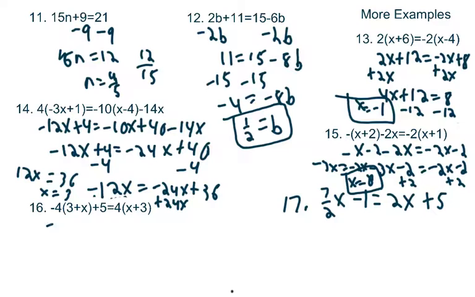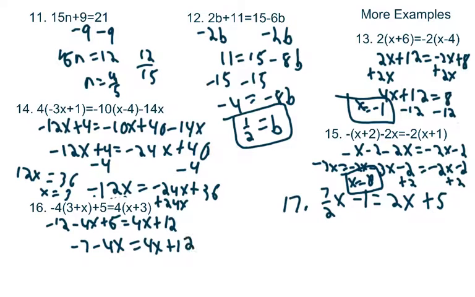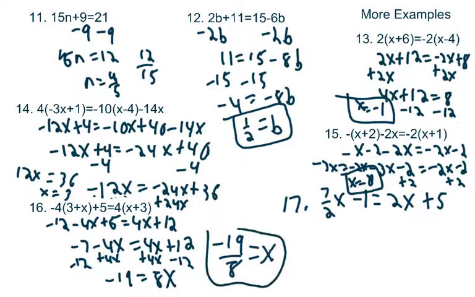Let's distribute. Negative 12 minus 4x plus 5 equals 4x plus 12. Combine like terms, which would be negative 7 minus 4x equals 4x plus 12. Let's add both sides by 4x and subtract by 12. With both sides, it would be negative 19 equals 8x. Negative 19 over 8 will be your final answer.